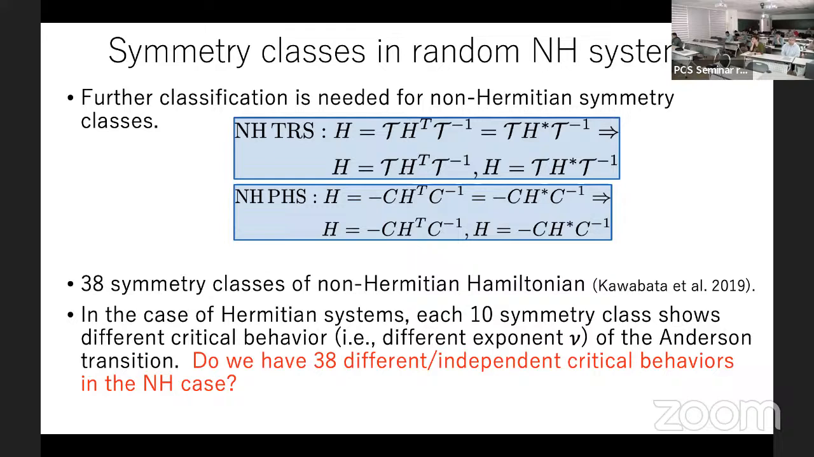And our experience for the Hermitian system is that each of the 10 symmetry classes shows a different critical behavior. So naively thinking, we expect that 38 different symmetry classes show different critical exponents. But that is not the case.